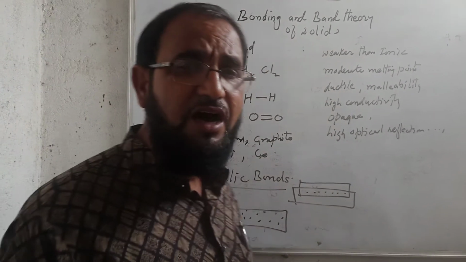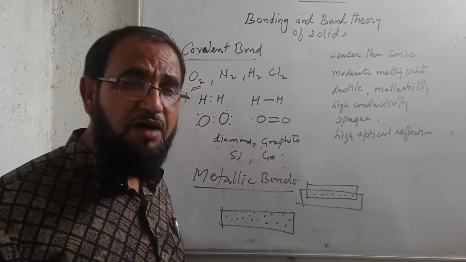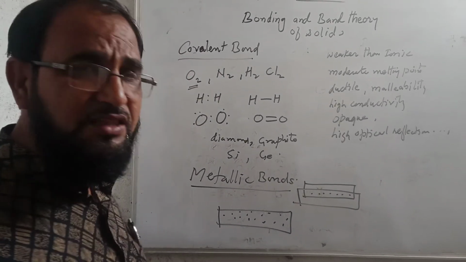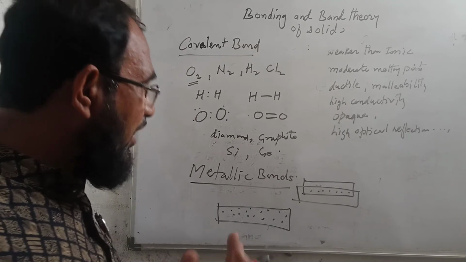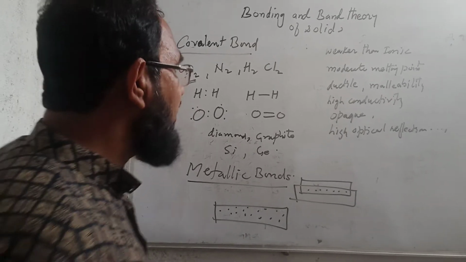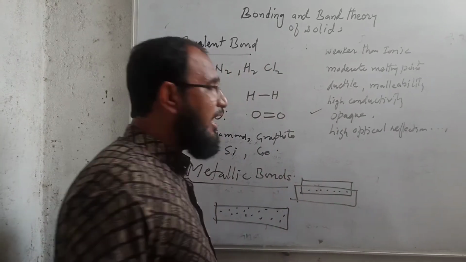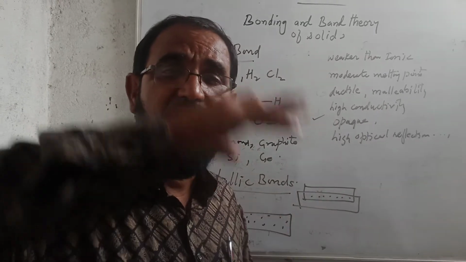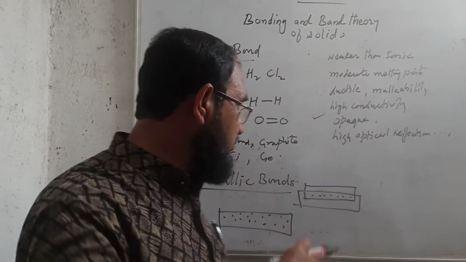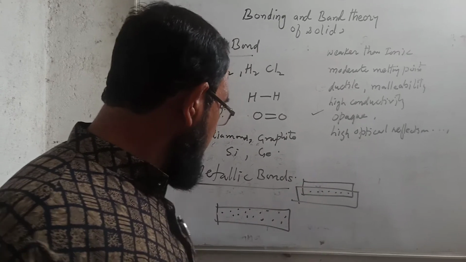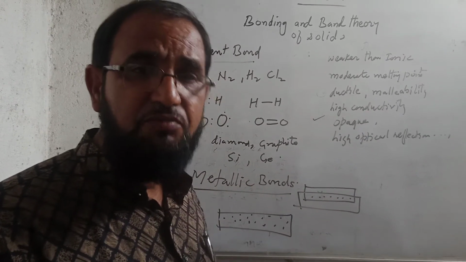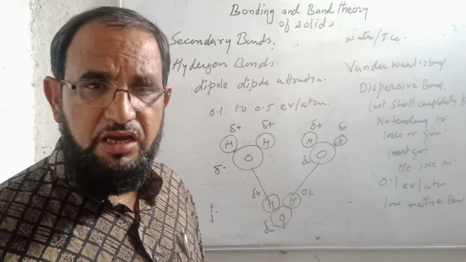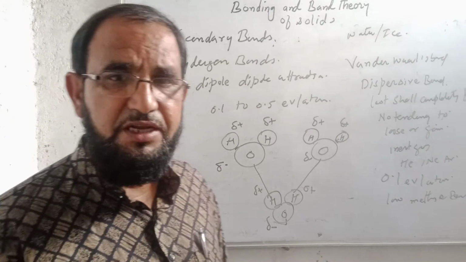But this type of bond is weaker than the ionic bond. They have moderate melting points and boiling points. They are ductile, malleable, and have high conductivity, and these substances are opaque. They have high optical reflection because of the electrons. Okay. So all these are known as the primary bonds: ionic bond, covalent bond, and metallic bond.